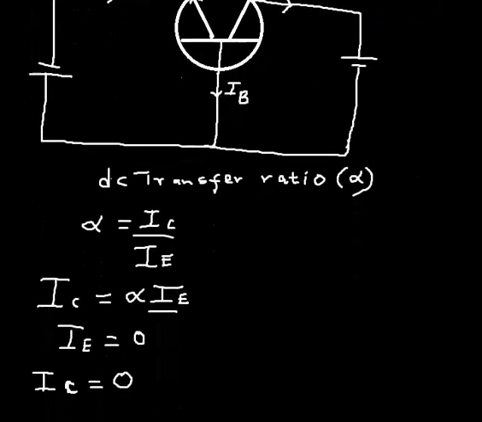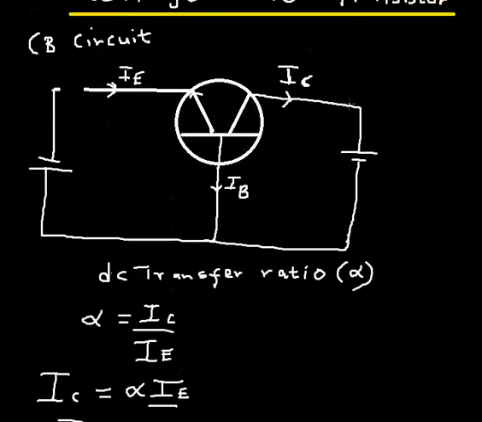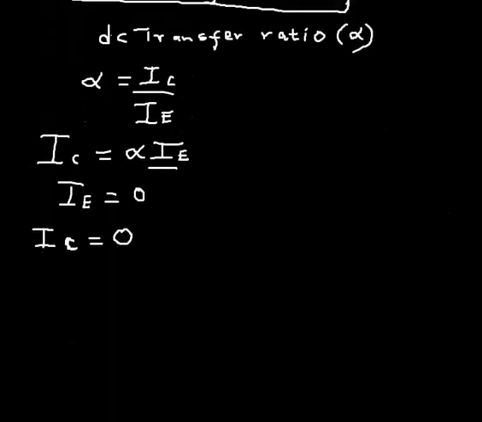But contrary to what we expect, we still measure current flowing through the collector, through the output circuit. And the question is, what is that current? What is it called? That is a current called the leakage current. And that leakage current, you already know, is due to the minority charge carriers.